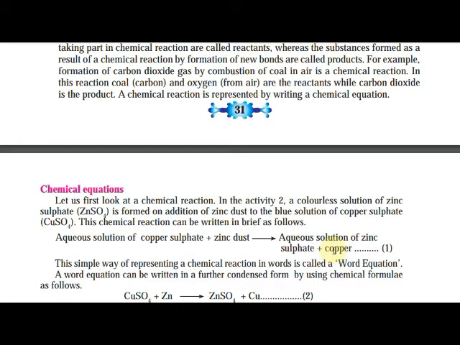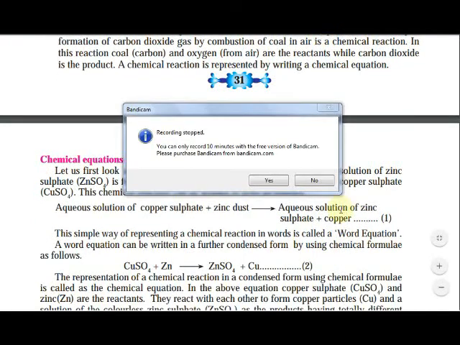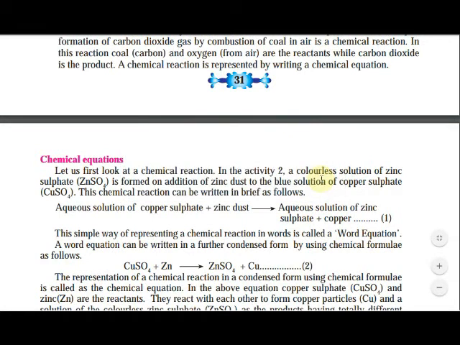It has been given the number 1. This is a simple way of representing a chemical reaction in words. The chemical reaction is written in words, so it is known as a word equation. A word equation can be written in a further condensed form by using chemical formulae as follows: CuSO4 plus Zn gives ZnSO4 plus Cu. This is equation number 2. The word equation is directly changed into formulae.